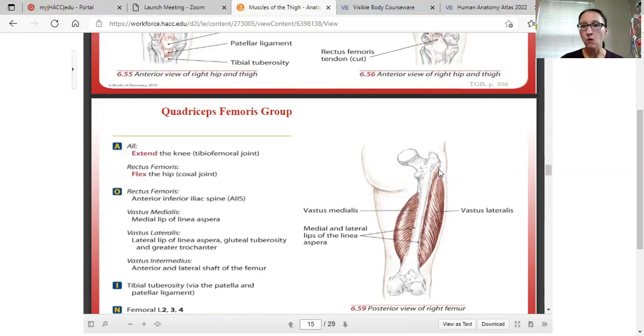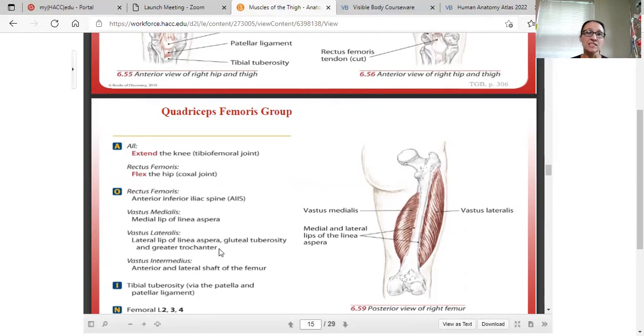So big origin, but vastus. Vastus, the word means large, vast, great, big, okay? And this origin is really big because it's a really big muscle. See how it wraps around the femur, okay? All the way around the side, starting at the lateral lip of the linea aspera.